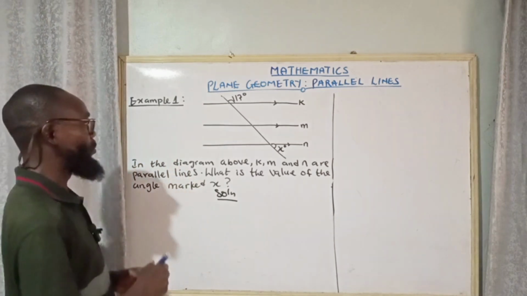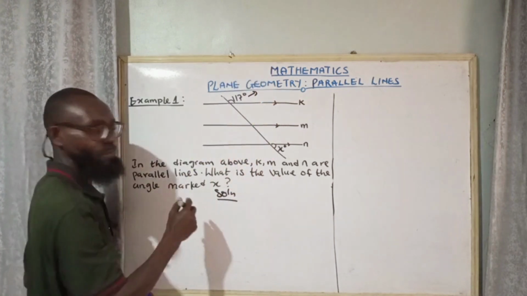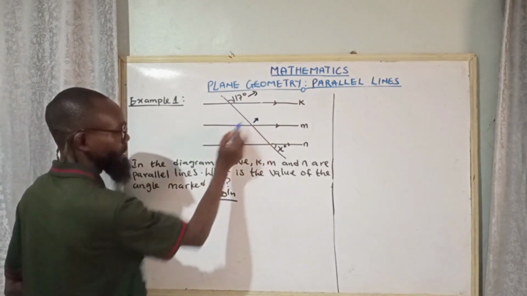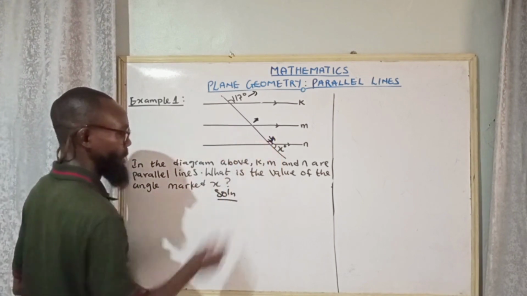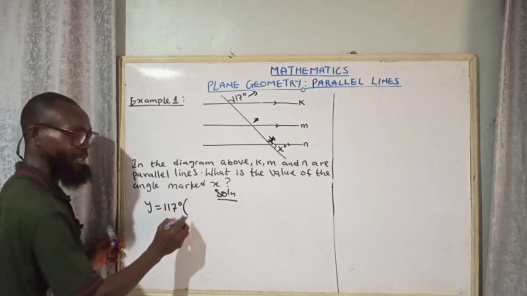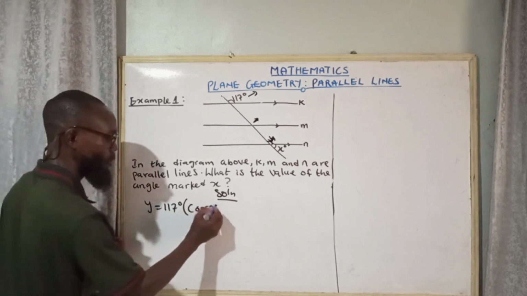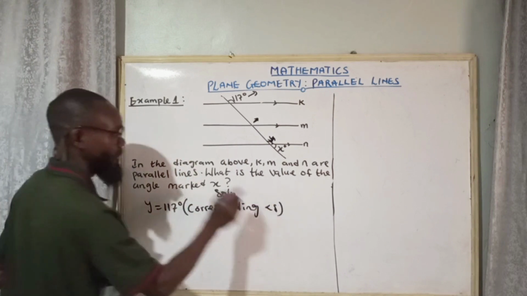Now, look at this angle, 117 degrees, is facing up. It should be equal to this place, also equal to this place. Let me call this place angle Y. So my Y equals 117 degrees. Reason: corresponding angles are equal. That is corresponding angles. Fine.